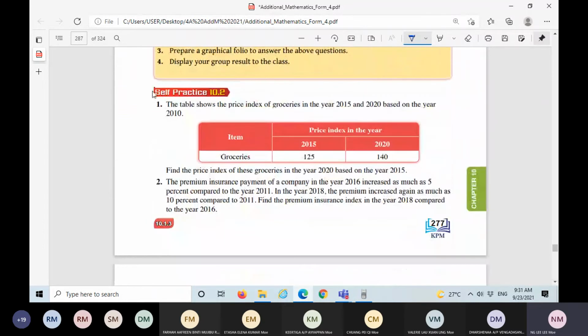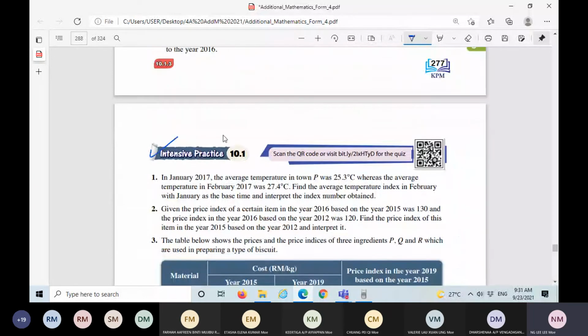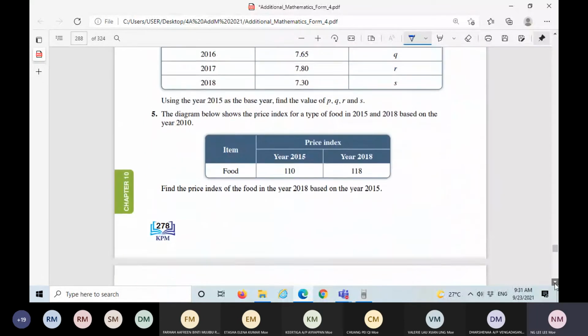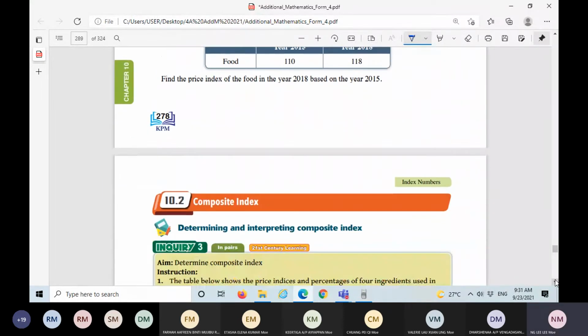So this is another homework. Here got 2 questions. I think you can do this in one shot. How many questions is this? This is 5 questions. So that's all for today. Next lesson only we go to composite index, but same thing, before I start teaching 10.2, you can go through it first. When I go through with you, then you can understand better and faster.